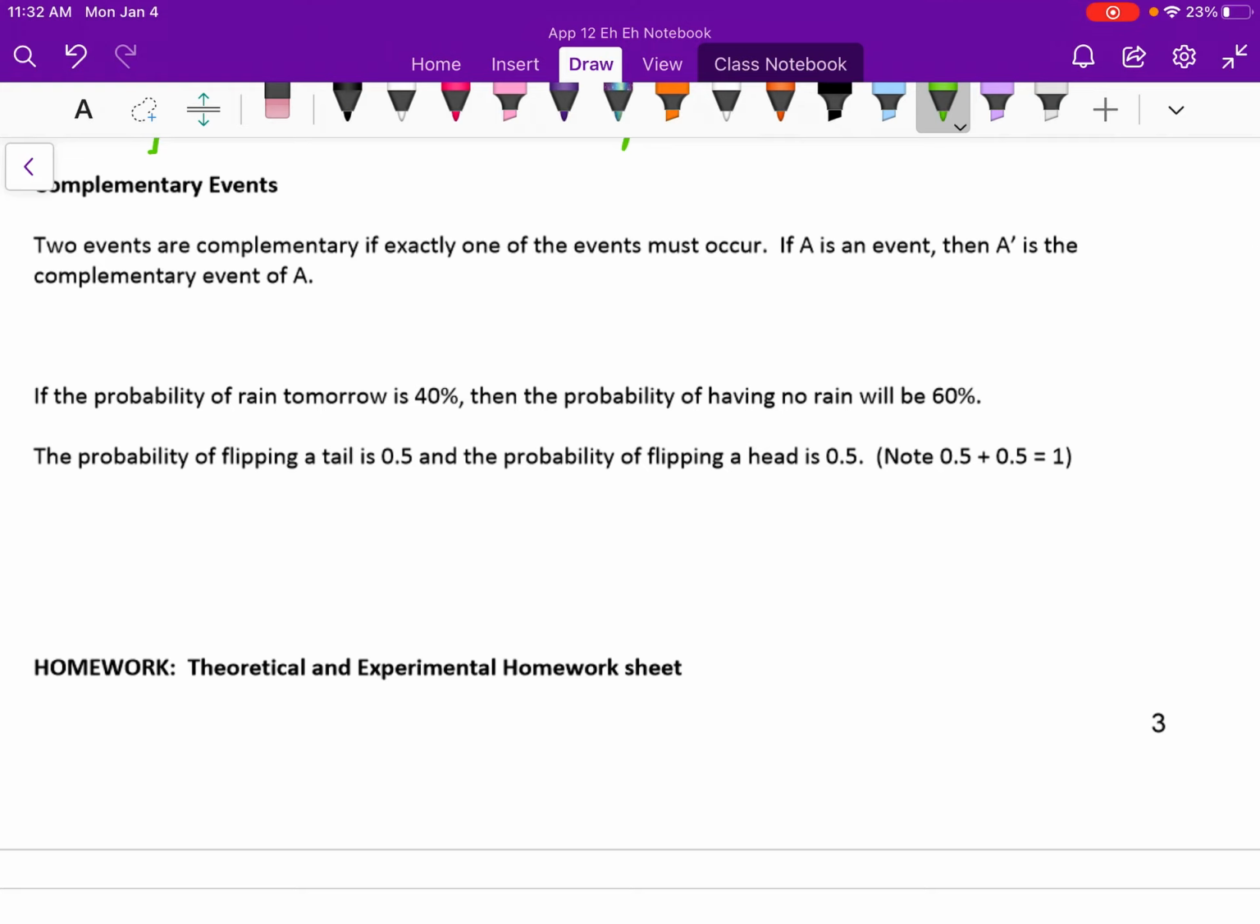Let us move on to complementary events. 2 events are complementary if exactly one of those events must occur. If A is an event, then A primed is the complementary event of A. So getting back to my dice problem, if A is rolling a 2, when we roll a dice, the complement of A would be not rolling a 2.